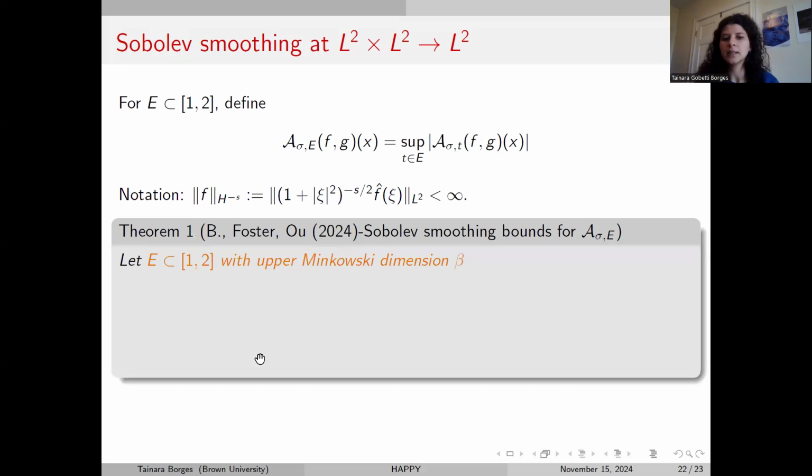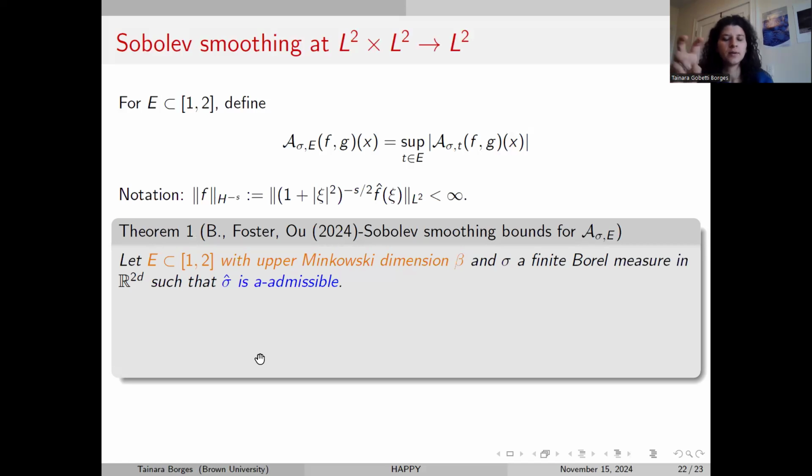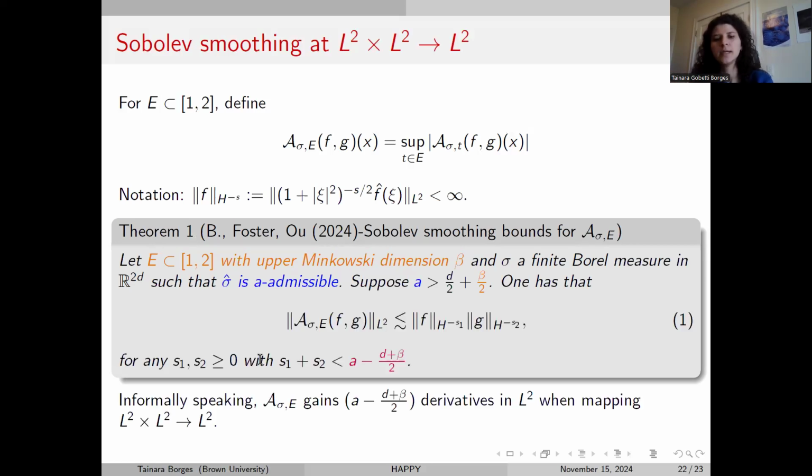In the same setup as that theorem, you have a certain dimension beta for the set of dilation scales, and you have a certain decay for sigma hat of order minus A, and A compensates beta over 2 plus d over 2. Then we have some Sobolev smoothing of the following form. You not only map L^2 cross L^2 into L^2, but you map the negative Sobolev spaces H^{-s_1} cross H^{-s_2} into L^2, as long as s_1 plus s_2 is smaller than A minus (d plus beta) over 2. Intuitively, what we're saying is that when you map L^2 cross L^2 into L^2, you gain A minus (d plus beta) over 2 derivatives.